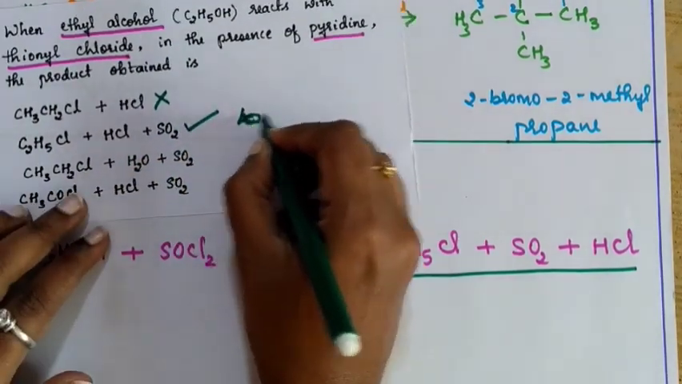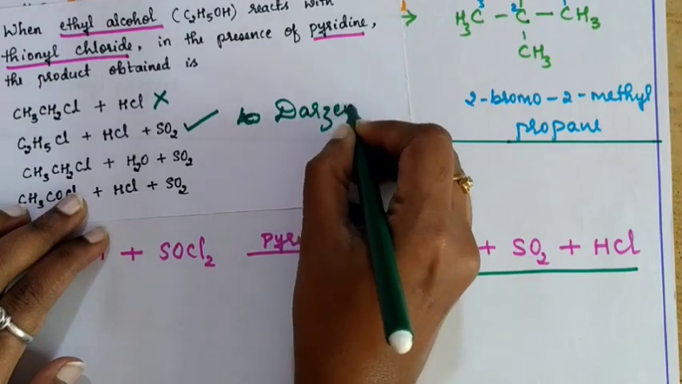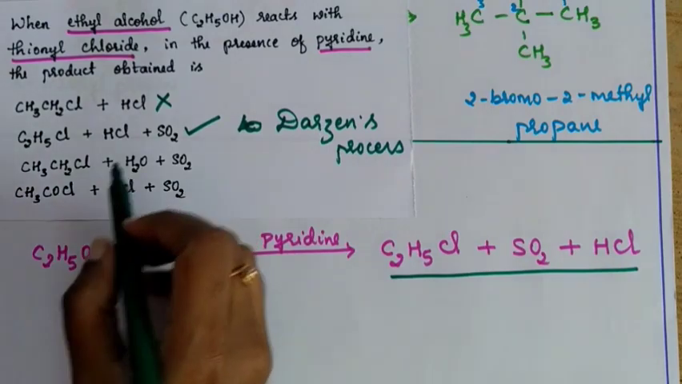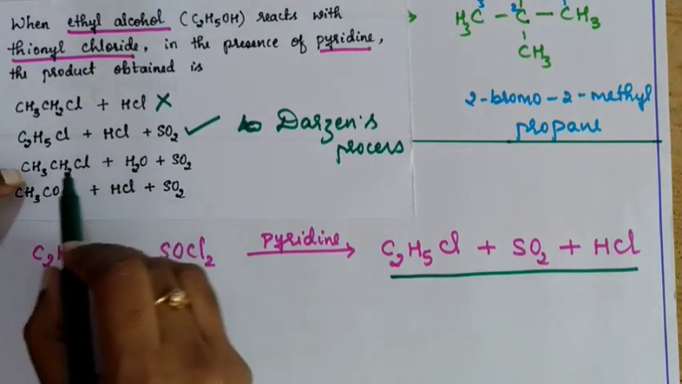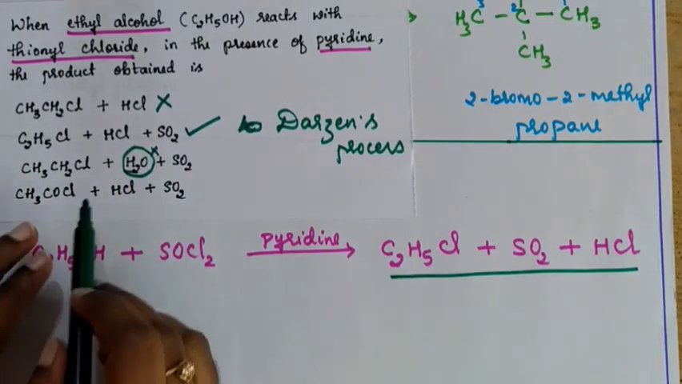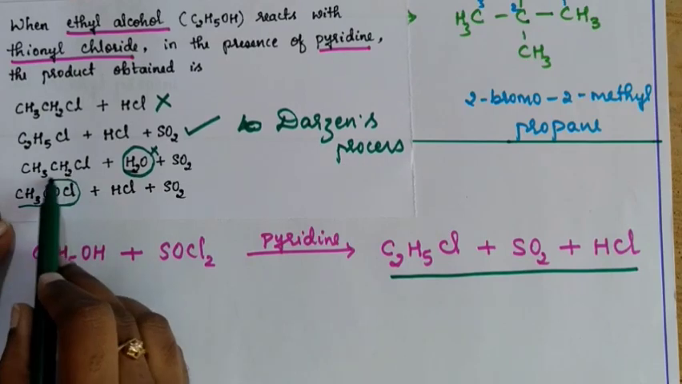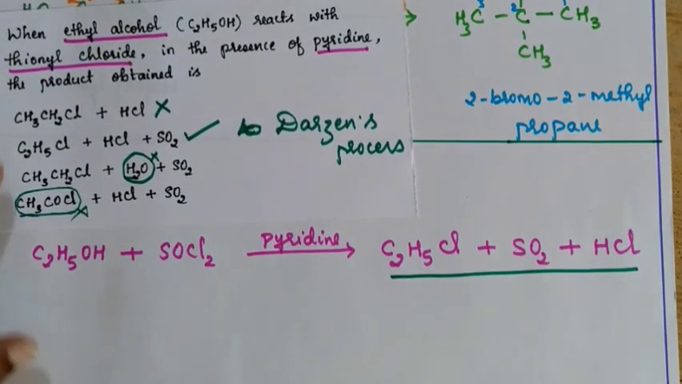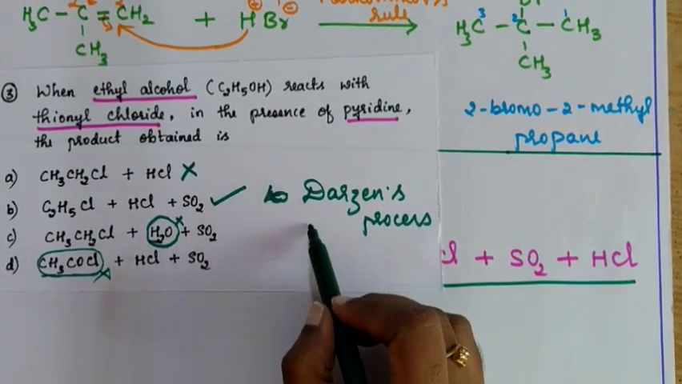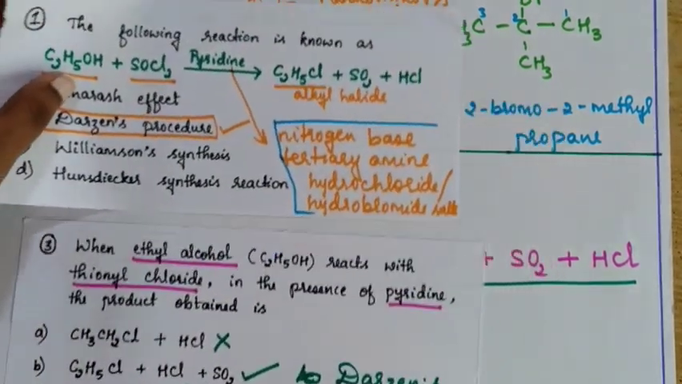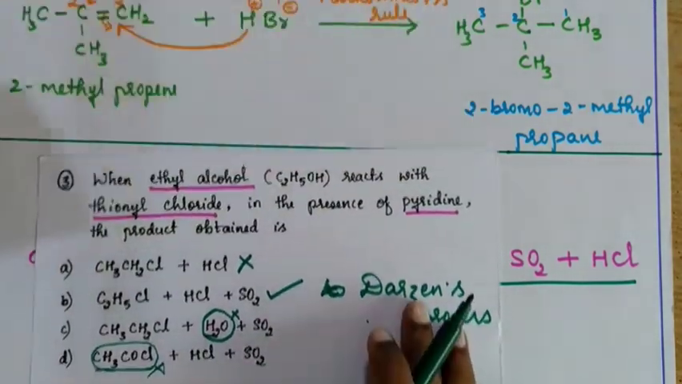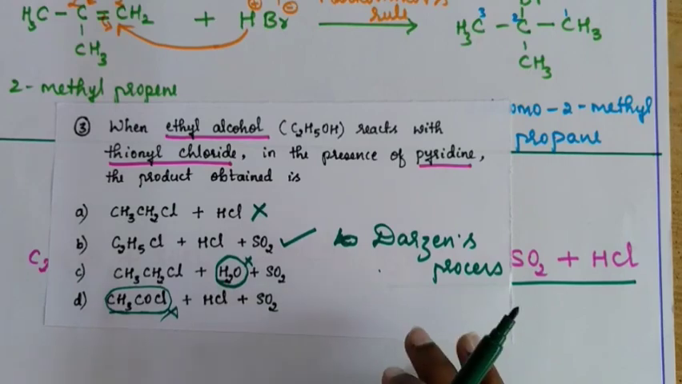This is known as Darzens process. And in the third option, see, here the products given, these two are correct, but H2O we don't get. So option C is wrong. And here instead of giving an alkyl halide, they have given a different product. So this is also wrong. Understood? See, here you can observe, we are discussing the same topic, that is Darzens process, in question number 1 and question number 3. The way they are asking the question is different, but the concept is the same. That is why you need to give importance to the concept instead of the question.